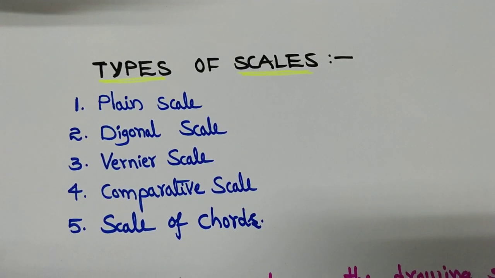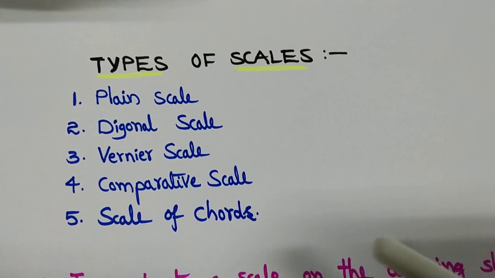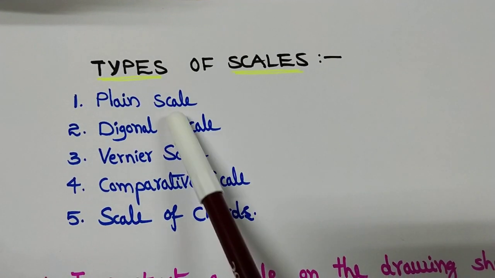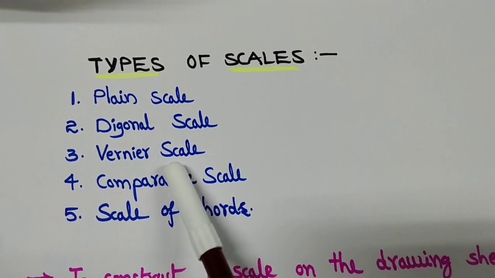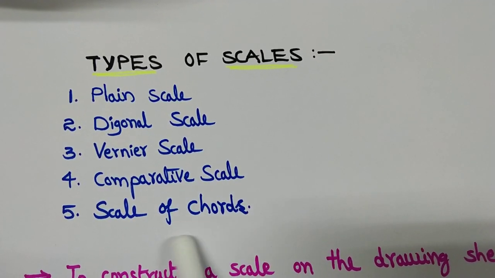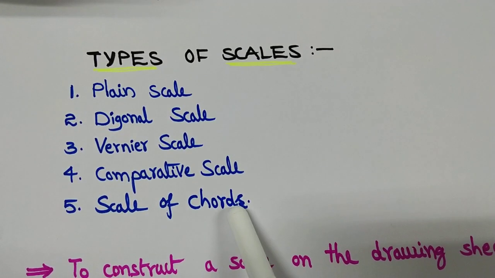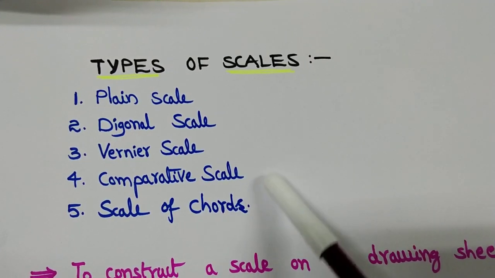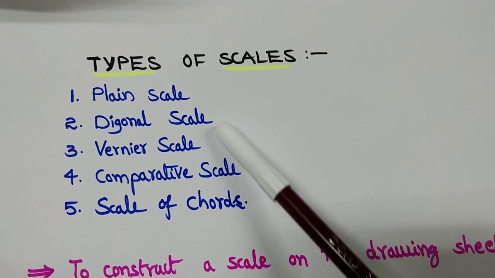If we come to the types of engineering scales, we have five types. The first one is plane scale, second diagonal scale, third one vernier scale, fourth one comparative scale, and fifth one is scale of chords. According to our syllabus, we are going to see plane scale and diagonal scale.